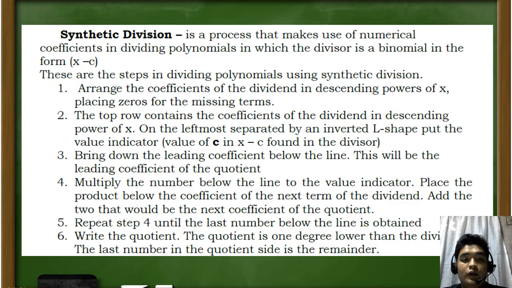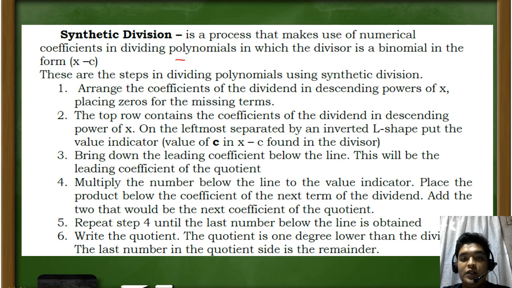Okay, next, let's proceed now to another method in dividing polynomials, which is synthetic division. It is a process that makes use of numerical coefficients in dividing polynomials in which the divisor is a binomial in the form x minus c. These are the steps in dividing polynomials using synthetic division.